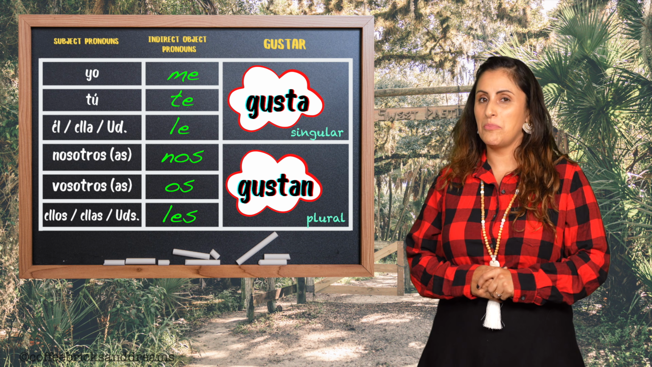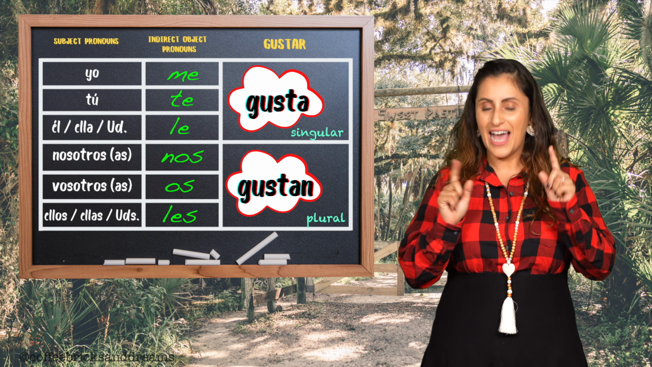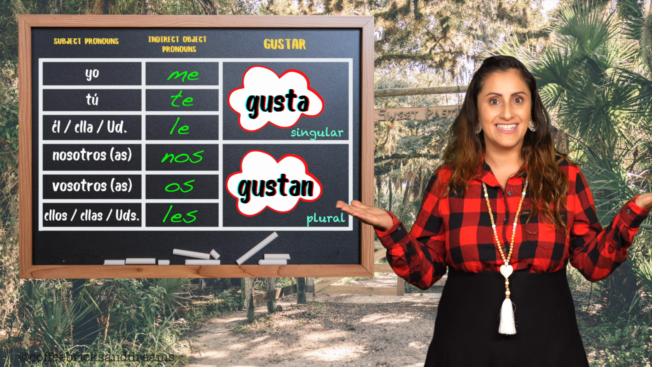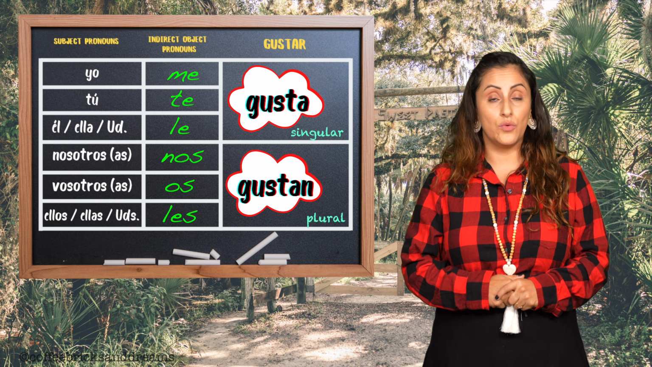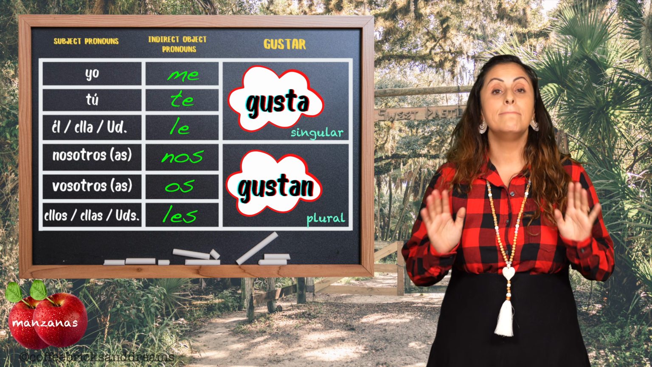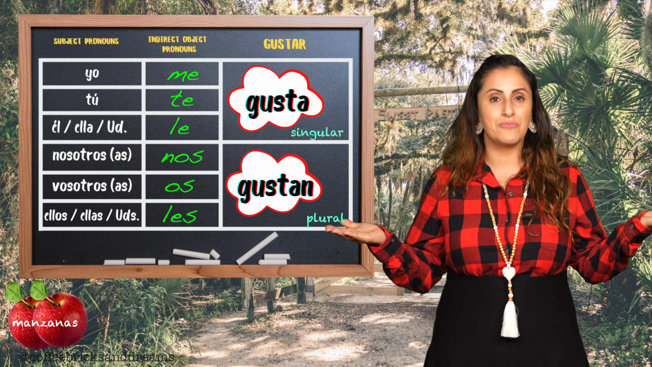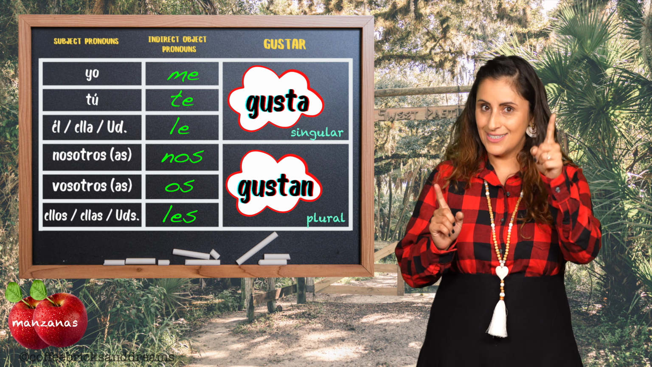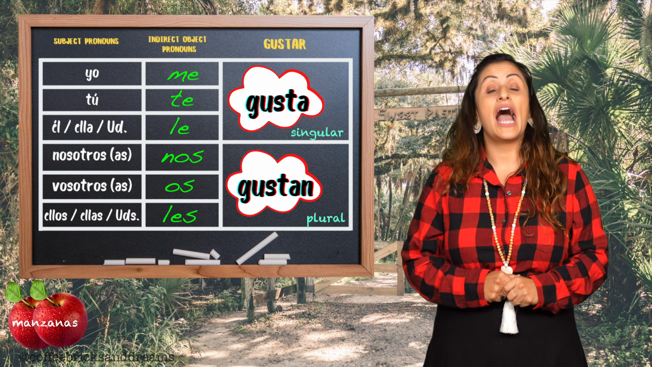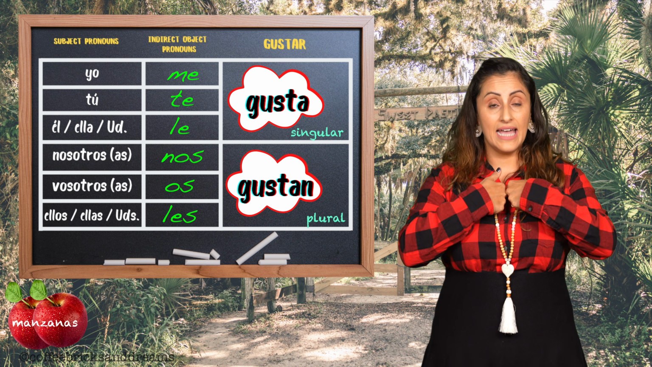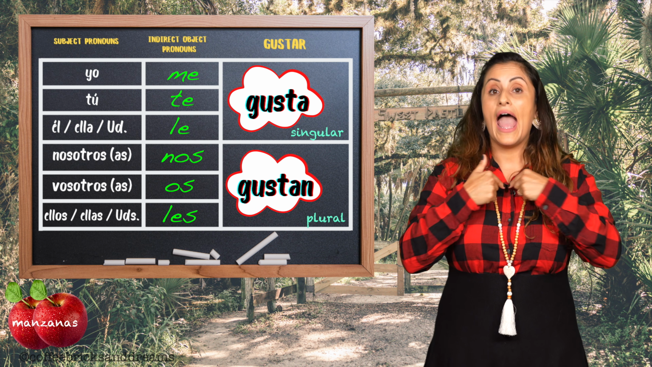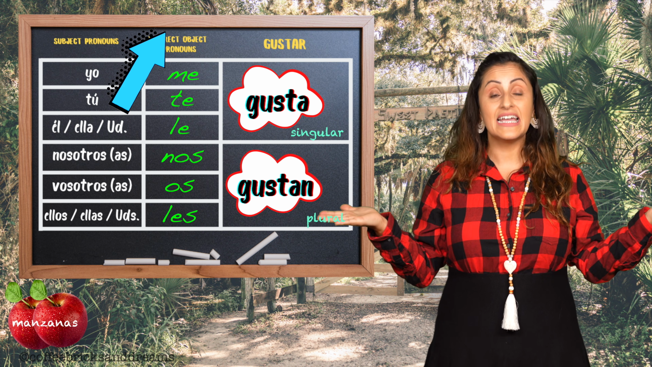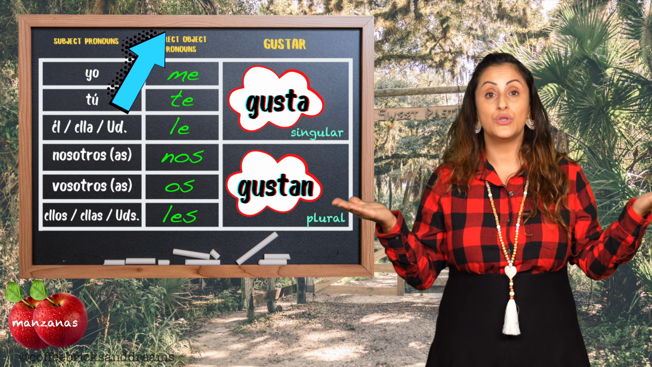Let's do one more example, but I'm not going to give you all of the answers. I'm actually going to walk you through it so that you can check if you're getting this lesson. Okay? Let's start with the word manzanas. We talked about them in a previous lesson. Apples. Manzanas. Plural. Hint there. So, I want you to say, I like apples, or, apples are pleasing to me. What indirect object pronoun would you use?